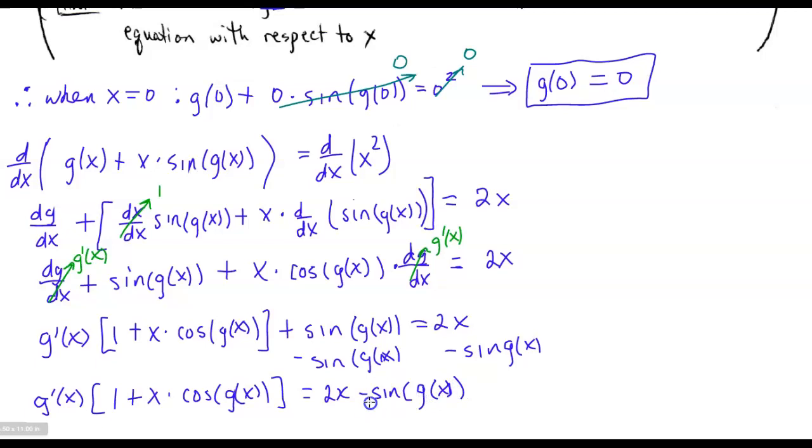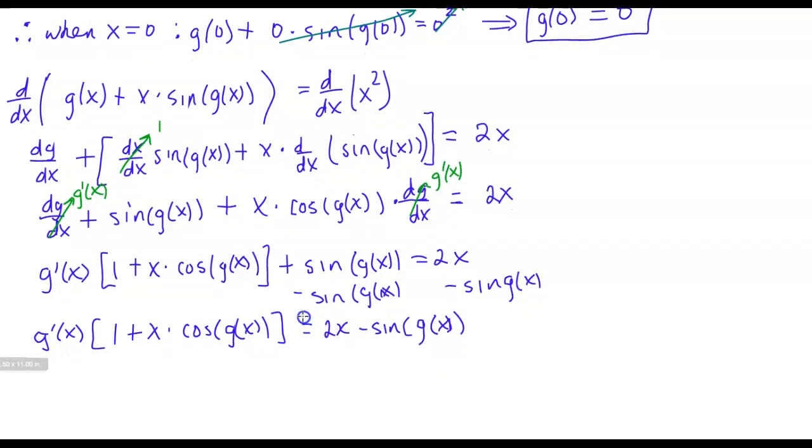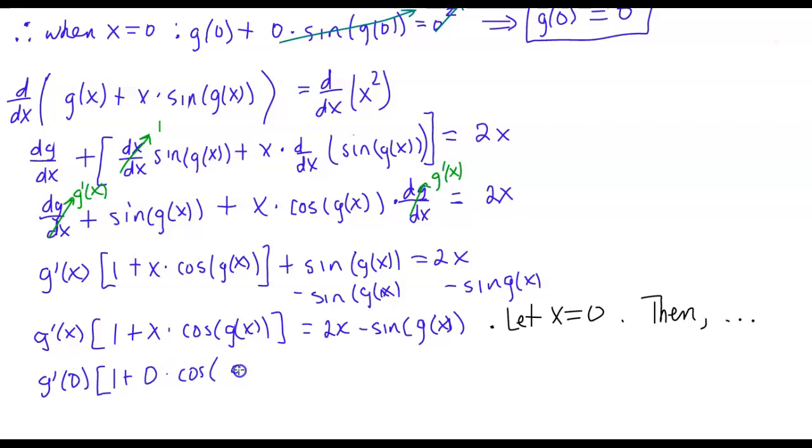Now, at this point, remember, our goal is to find out what g prime of 0 is. So what we can do now is we can say, let's let x equal 0 here, okay? So let x equal 0, then, so now we're going to plug in 0 everywhere where we see x. So this will be g prime of 0 times 1 plus 0 times cosine of g of 0 equals 2 times 0 minus sine of g of 0.